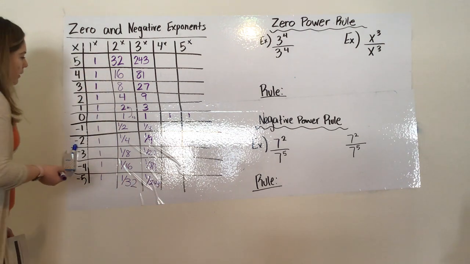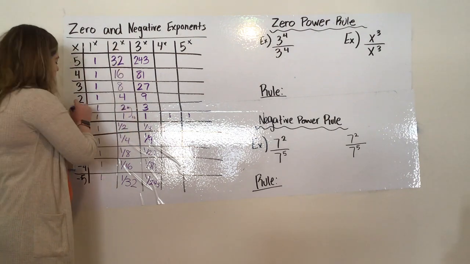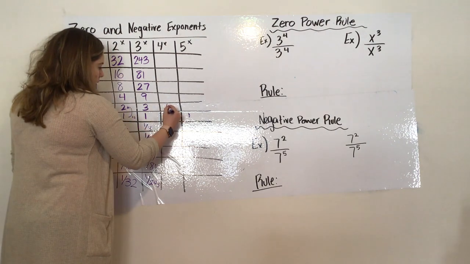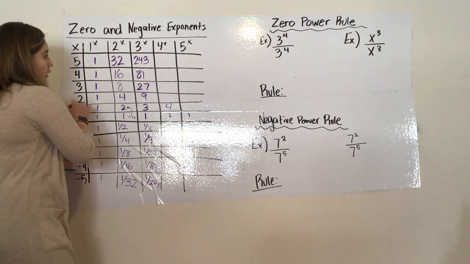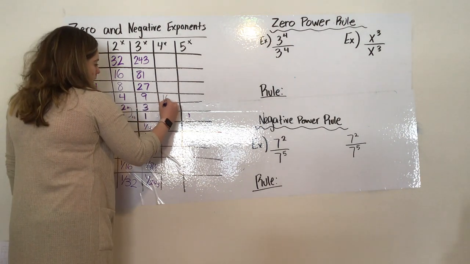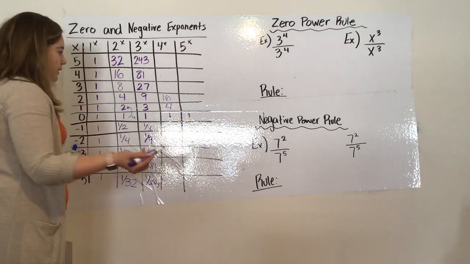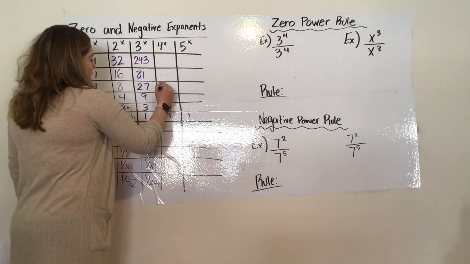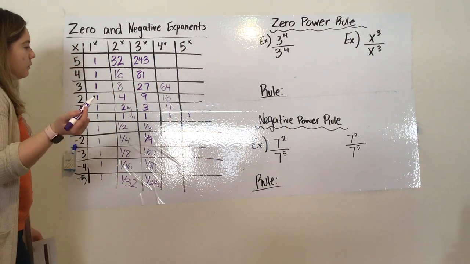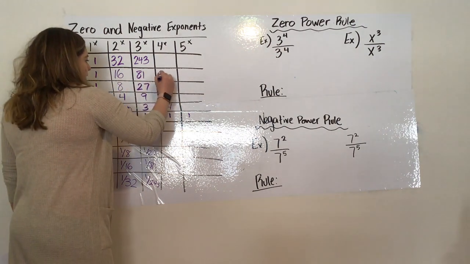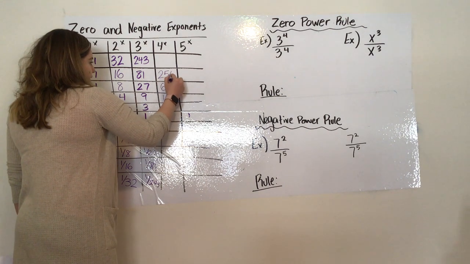Two more columns. Okay, I'm gonna start with the positives again. So 4 to the power of 1 gives me 4. 4 to the power of 2 is gonna give me 16, because 4 times 4 is 16. Then 16 times 4 is 64. Then 64 times 4 is gonna give me 256.